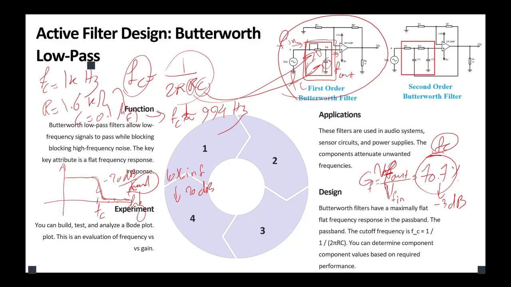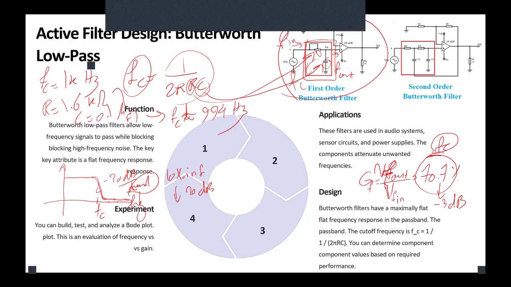I also inserted the graph for a second order Butterworth filter. As you can see, we have two capacitors. This is why we call it second order. Two capacitors means we have two energy storage components. It could be an inductor in some of the filters. So two energy storage components, now we have second order.